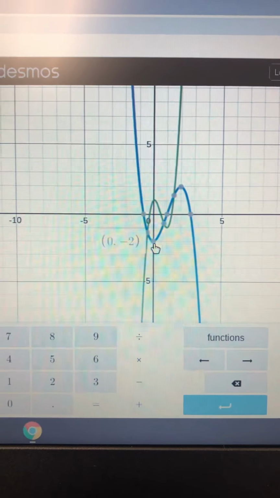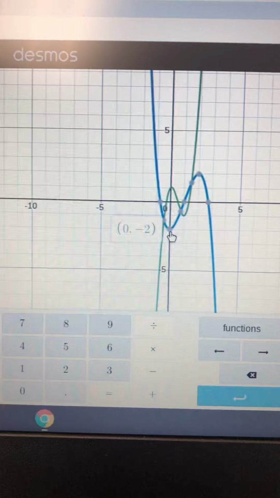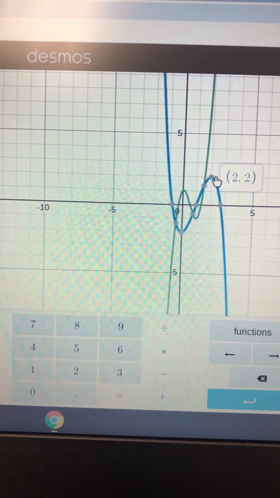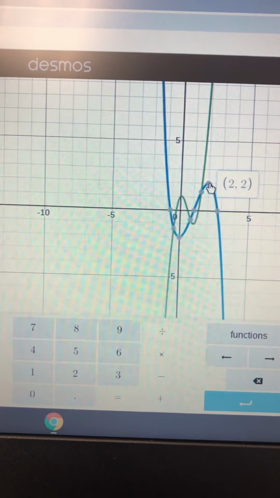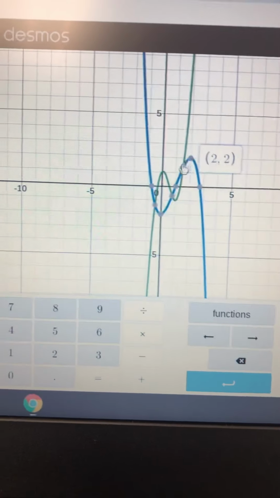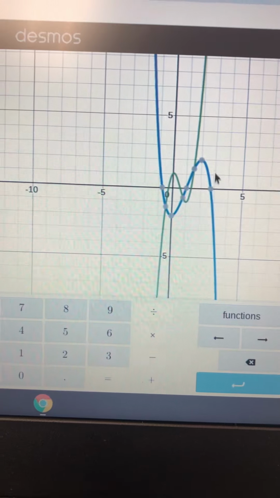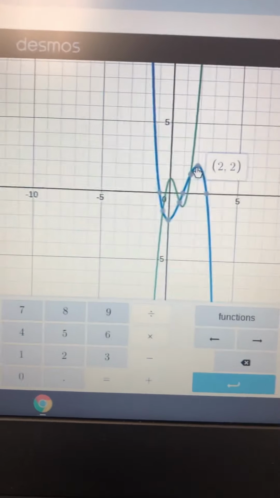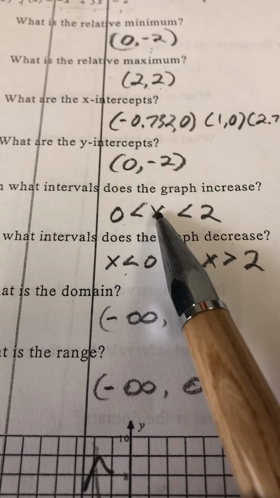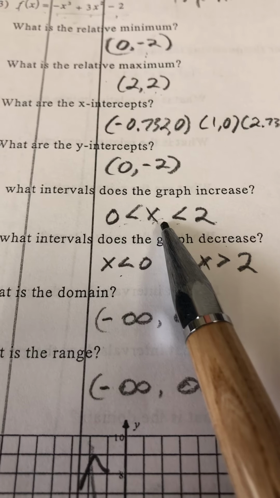And then at what intervals does the graph increase? Notice it increases from that point to this point is when it's increasing. So you could put that in words, as he said in class today. You could say the graph increases from this point, and label that point, to this point. Or you could write it in greater or less than notation. You could write when x is greater than 0 or less than 2, that's when the graph is increasing.